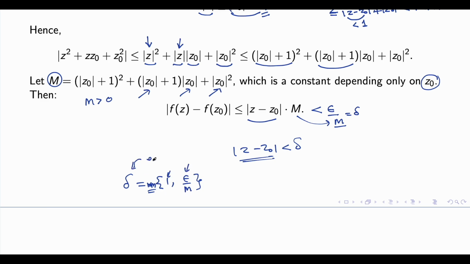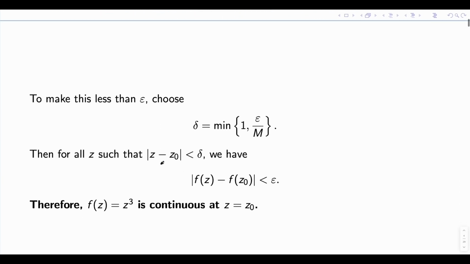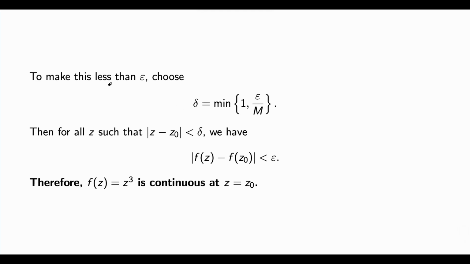So such a delta exists, right? It means that the given function is continuous. You see here, to make this less than epsilon, we choose delta as the minimum of 1 and epsilon by M. Then for all z such that |z - z0| is less than delta, we have |f(z) - f(z0)| less than epsilon, right? Therefore, you can say that your f(z) = z cube is continuous at z = z0. So by both the definitions, we have proved this.